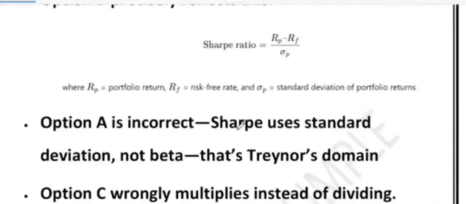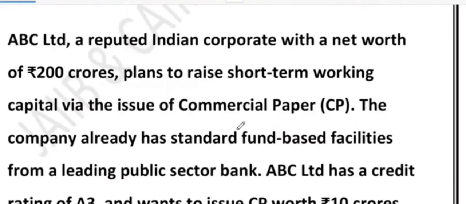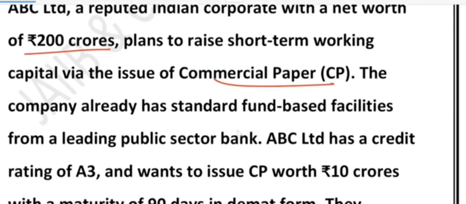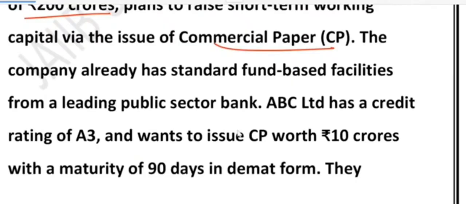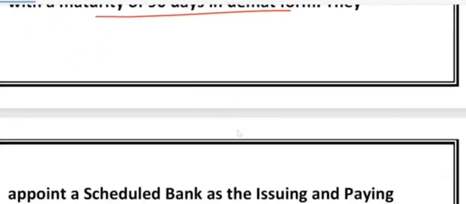Now friends, have a look at the next question. The next question is another one based on commercial paper, CP. The question is: ABC Limited, a reputed Indian corporate with a net worth of 200 crore, plans to raise short-term working capital via the issue of commercial paper. The company already has a standard fund-based facility from a leading public sector bank. ABC Limited has a credit rating of A3 and wants to issue CP worth 10 crore with a maturity of 90 days in demat form.